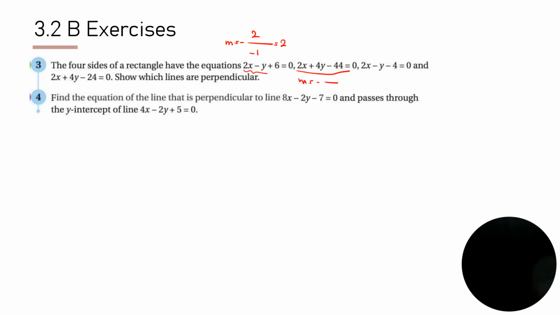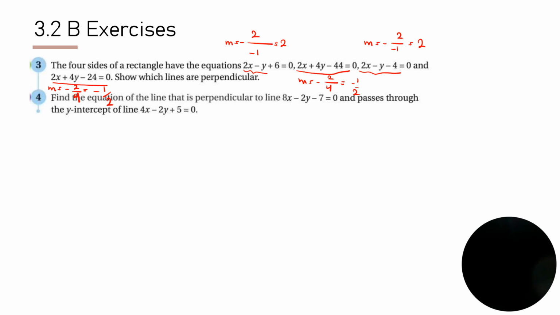m equals negative coefficient of x over coefficient of y would be negative half. Third line, do the same thing, negative coefficient of x, which is 2, over coefficient of y, that makes it 2. The last one, again, m equals negative coefficient of x over coefficient of y will be negative half. Therefore, we see that the first and the second line are perpendicular. Second and third are perpendicular. Third and fourth are perpendicular.